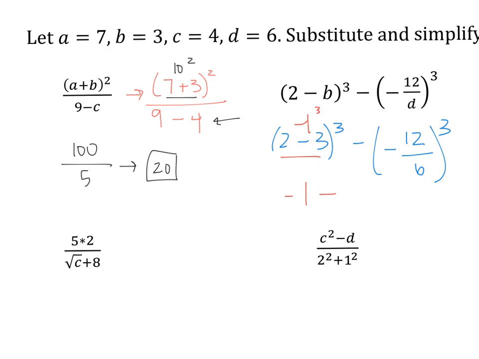I have negative 12 divided by 6, and that would be negative 2 cubed. And negative 2 times negative 2 is 4, but 4 times another negative 2 is negative 8. So I have negative 1 minus negative 8. Two negatives together, chop, chop, make a plus. So negative 1 plus 8 is really 7 for a final answer.